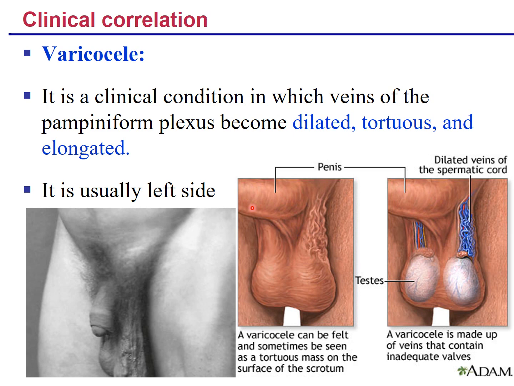left renal vein. So here in this diagram you can see the dilated veins of the spermatic cord, and this testis is normal. And when you see over the scrotum, the varicocele can be felt and sometimes be seen as a tortuous mass on the surface of the scrotum.